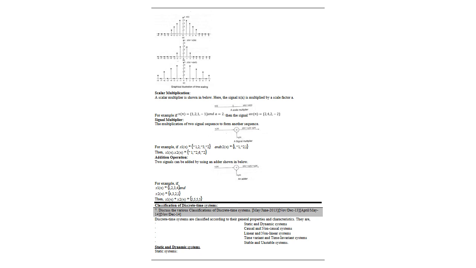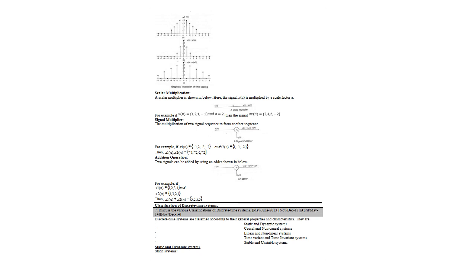Okay. Next, the addition operation means the two signals can be added by using the adder symbol. First x1 of n is given as 1, 2, 3, 4 and x2 of n is given as 4, 3, 2, 1. So we have to add these two values. So we get 5, 5, 5, 5.